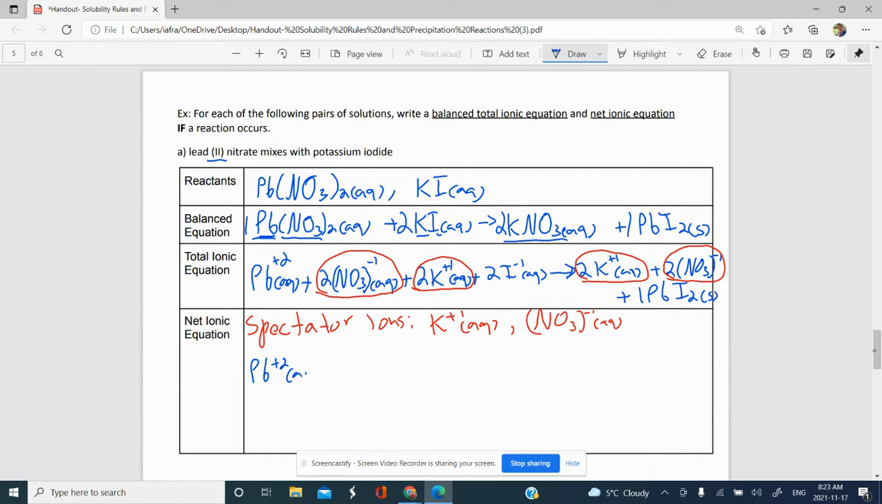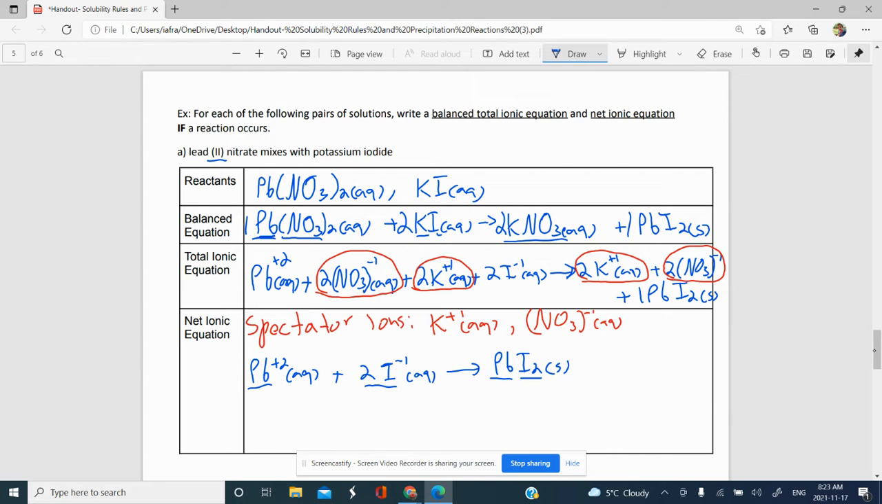So Pb2+ (aq) plus 2I- (aq) produces our precipitate of PbI2 (s). And everything is balanced. You'll notice you have 1 Pb, 2 I's, 2 I's.